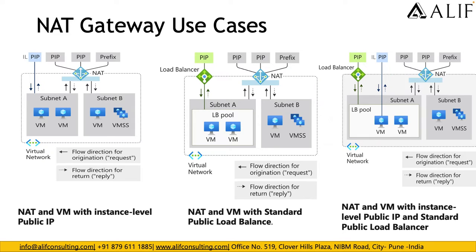So in the middle picture, you can see that whatever traffic is coming from the load balancer will be redirected and get out from the load balancer only, and whatever connections are coming from the NAT gateway will get out directly from the NAT gateway. At the same time, you can have a combination of using the load balancer, PIP, and NAT gateway. It's also going to use the same flow as the others.